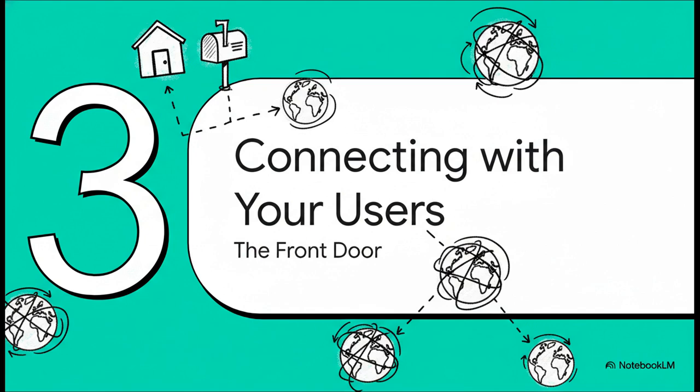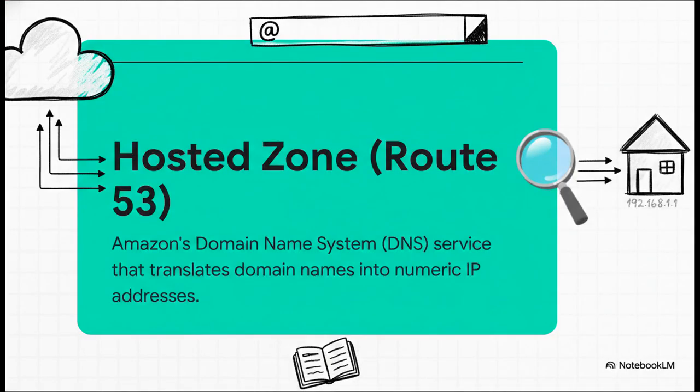What's next? Well, we need a street address so people can find us, and we need a really fast way for them to get to our front door. So now we're going to talk about connecting your application to your users no matter where they are in the world. This is where Route 53 comes in.